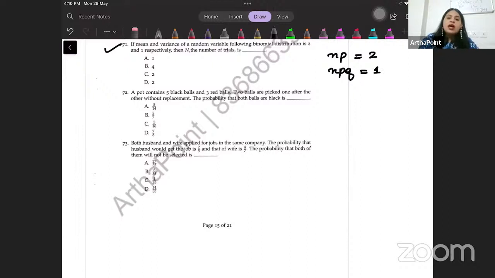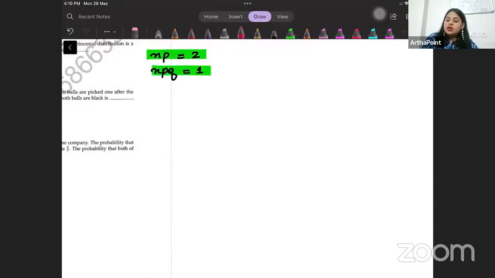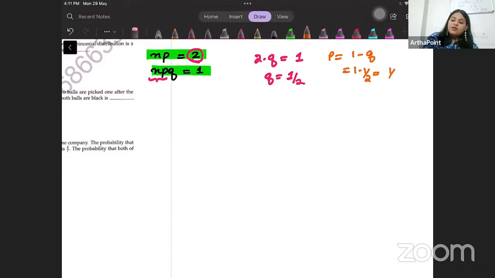What I will do is, I will go ahead and I know that NP is 2 and it is given to me that NPQ is 1. So here in NP, I will put the value 2. So I will get 2 into Q is equal to 1. So Q will be half. So beta, if Q is half, what is P? Simple. P is 1 minus Q. So it will be 1 minus half. It will be half.